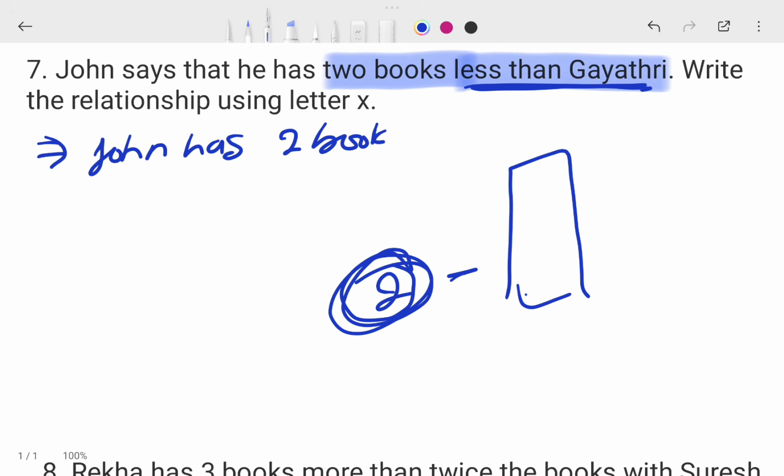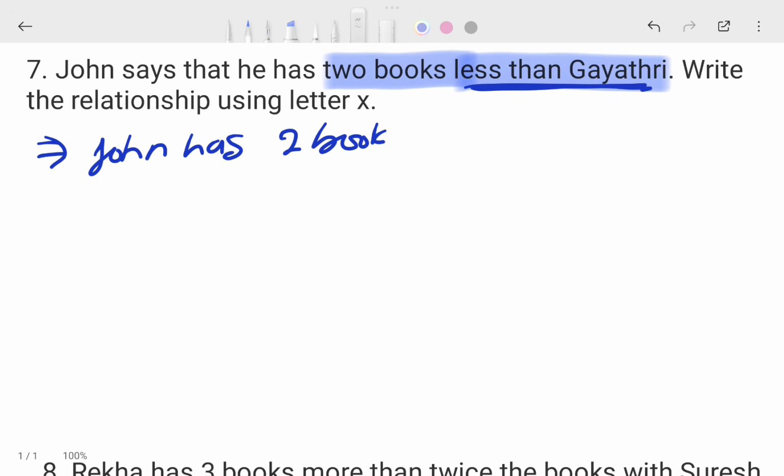Like I'm telling you, you have 2 chocolates, and your friend has more chocolates than you. So what will you say? I have 2 chocolates, but less than my friend, because my friend has more chocolates than me. That's why it is happening here. So what will happen here? John has 2 books, but it is less than Gayatri. So how many books does Gayatri have?